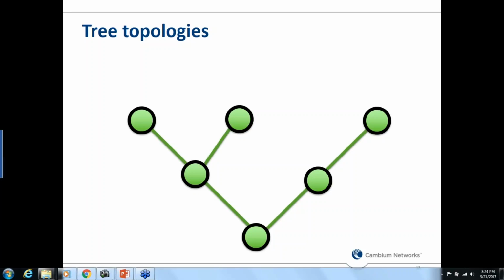So I think it's helpful to separate those two a little bit. Token ring always uses a ring topology, but you can get ring topologies that are made up with technologies that aren't token ring. Does that make sense?